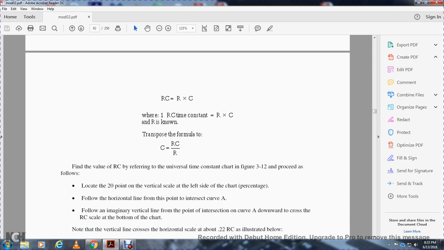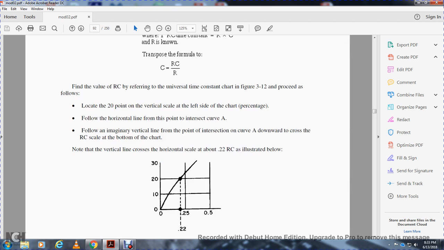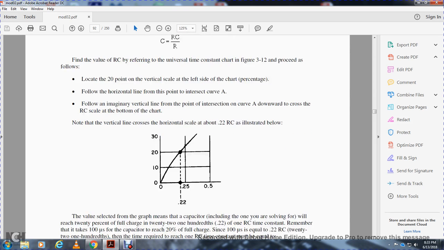To find the value of RC, refer to the universal time constant chart, figure 3-12. Proceed to the 20 point on the vertical scale at the left side of the chart, follow the horizontal line to where it intersects curve A, then follow an imaginary vertical line down to the bottom scale. Note that the vertical line meets the horizontal scale at 0.22 RC.